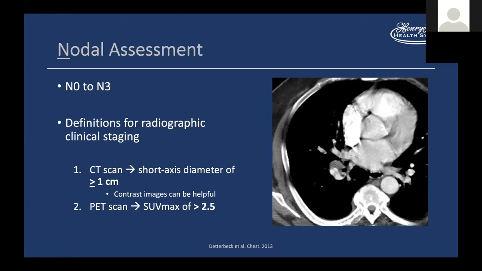Contrast images when you're looking at CTs can be helpful, especially when you're evaluating the hilar regions, so that you don't confuse a branch of your pulmonary artery for a lymph node. And then for PET scans, anything with an SUV max of greater than 2.5 when you're looking at lymph nodes would be considered a positive lymph node by PET scan.